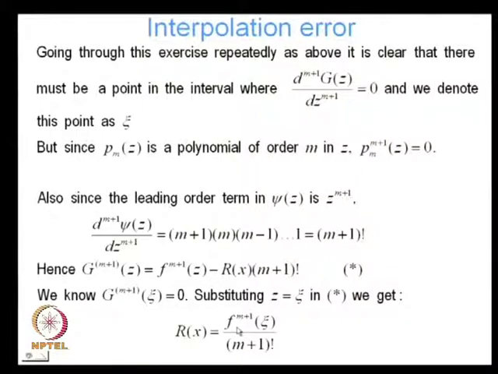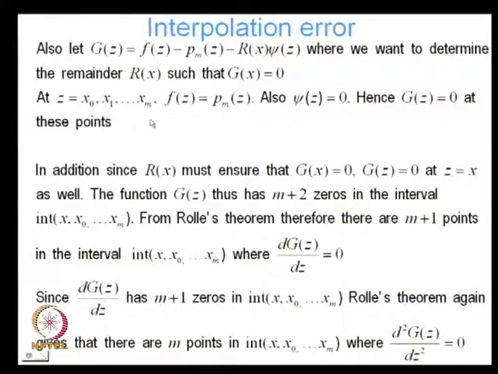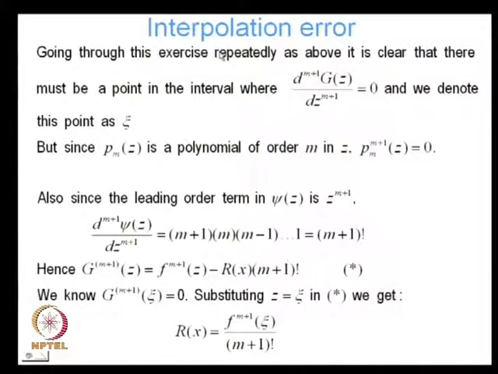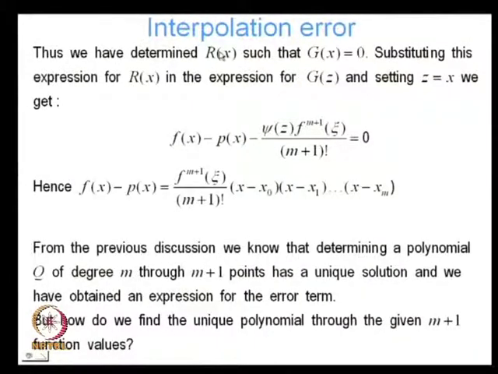If R(x) is of that form, then g(z) is equal to f(z) minus p_m(z) minus that times psi(z), and then I replace z by x and I get exactly my expression. f(x) minus p_m(x) is equal to that, which tells me that my error is given by this expression. So f(x) minus p_m(x) is given by that expression.